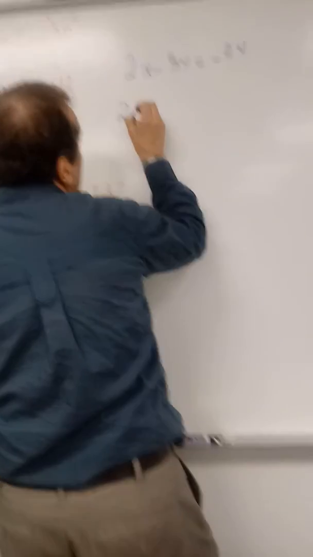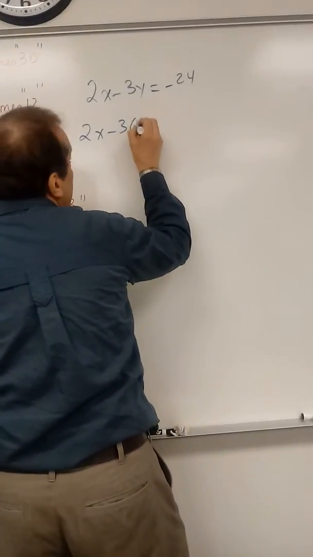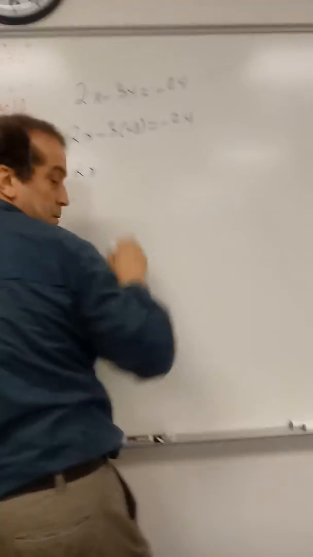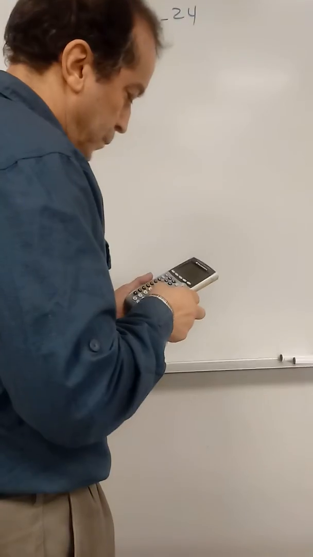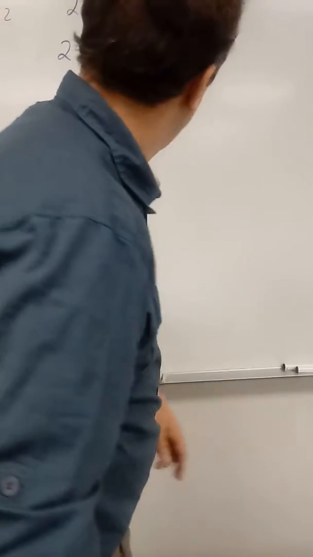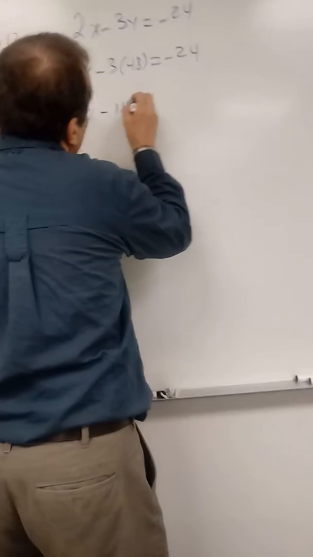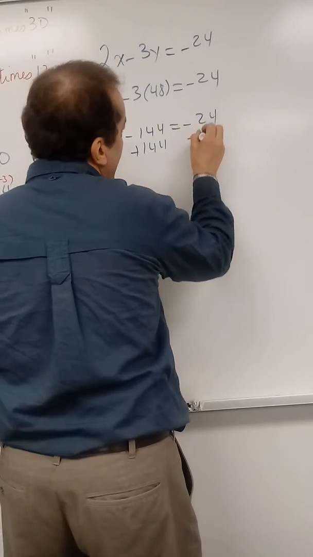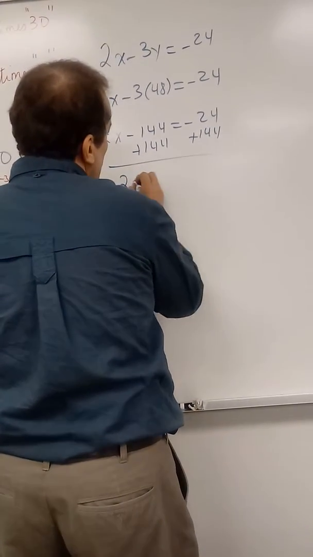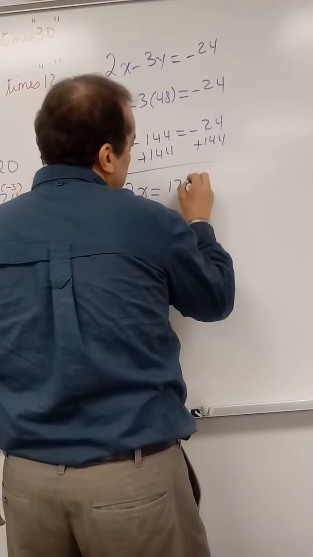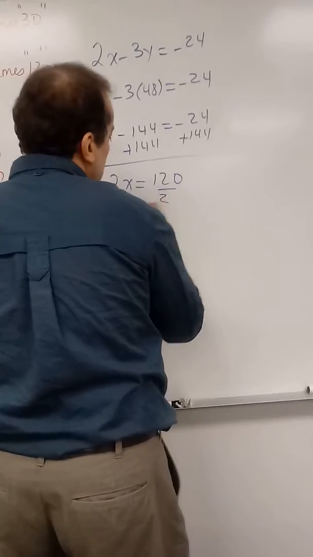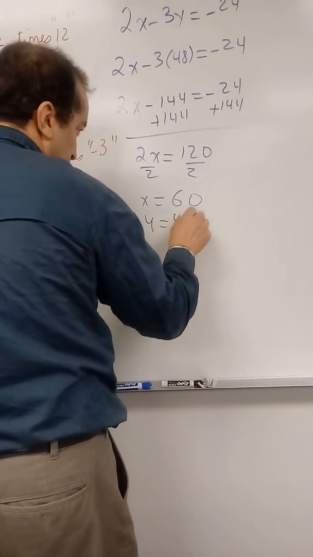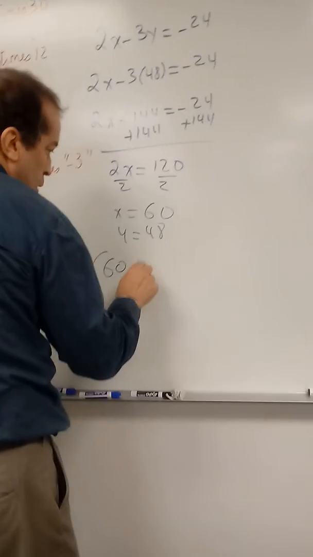So 2x minus 3 times 48 equals negative 24. 3 times 48 is 144. 2x minus 144 equals minus 24. Add 144 to both sides, and that gives us 2x equals 120. Divide by 2, and that gives us x equals 60. So the solution is x equals 60, y equals 48. Or you could write it like this, 60, 48.